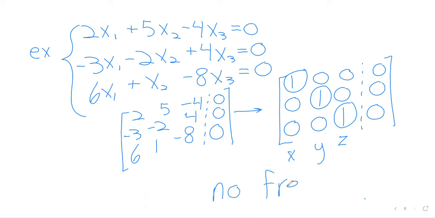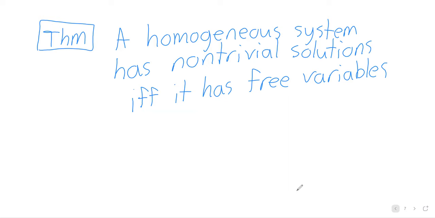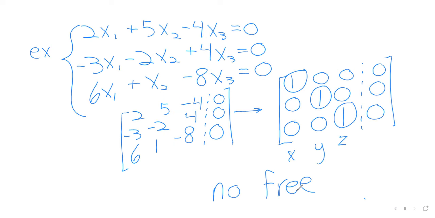And there are no free variables. And if we go back to this theorem, having no free variables means that there's only the trivial solution. But going back to what I said earlier, citing this theorem is kind of an odd way to go about this problem, because now that we've done the elimination, this first row says x1 equals 0.